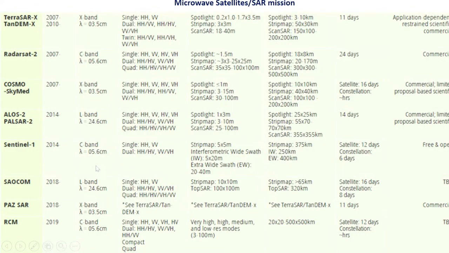And this is some microwave satellite SAR missions. Out of all these missions, Sentinel-1 is open source, because this is very costly data. But Sentinel, which is C-band, you can use this data to understand and characterize the crustal deformation in the study area.